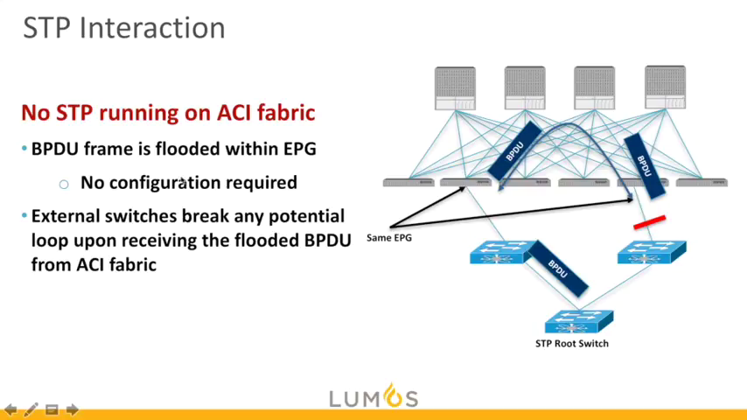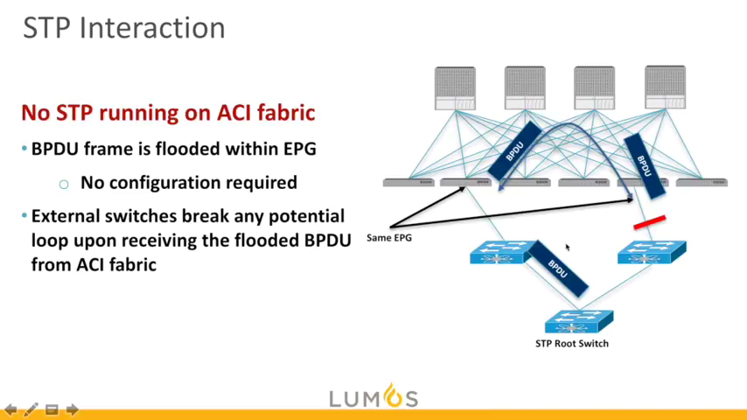Design considerations. One thing to keep in mind is that the ACI fabric is not running spanning tree inside the fabric. That's the whole point. That's one of the points of ACI, is to get away from spanning tree. But we may have a situation where we're plugged into two different switches, and we have potentially a bridging loop going on. So a BPDU frame is flooded within an EPG. So let's say these two ports are configured for the same EPG. Because we're flooding the BPDUs, the spanning tree protocol will determine that there is a redundant path here, and then shut down one of these interfaces on the switch here. So this is as if they were plugged directly into each other from a spanning tree perspective.